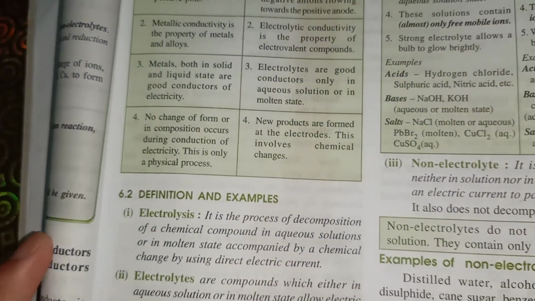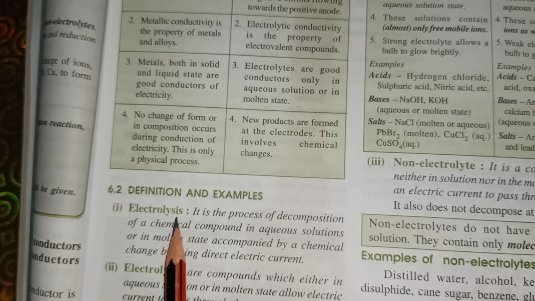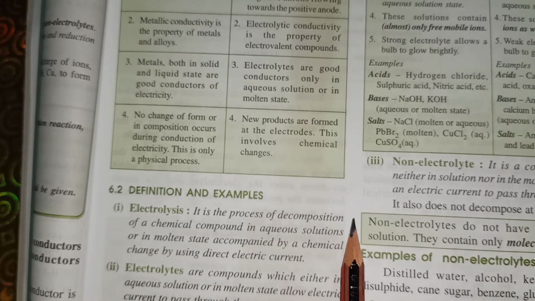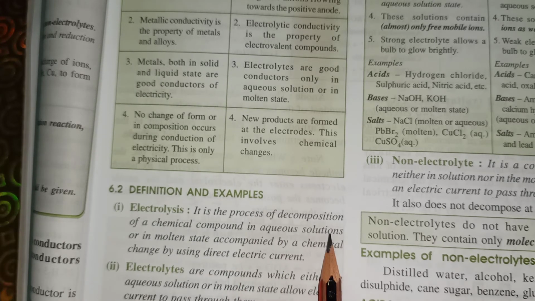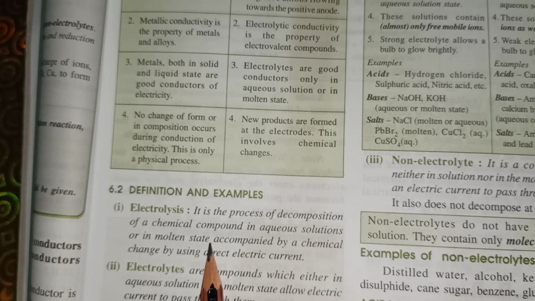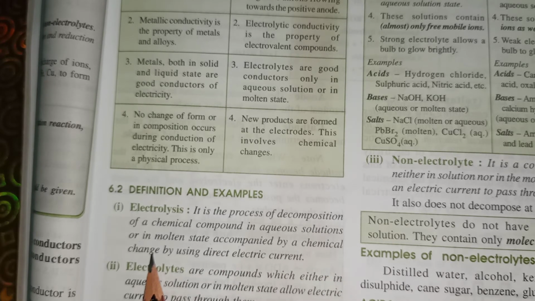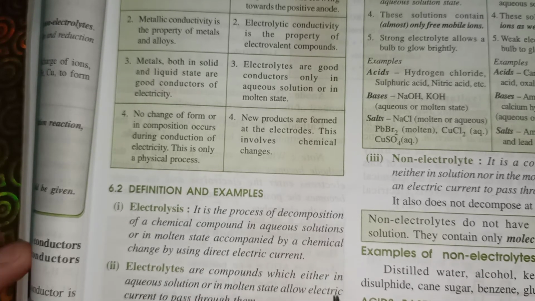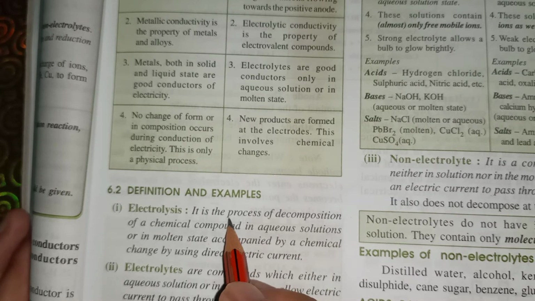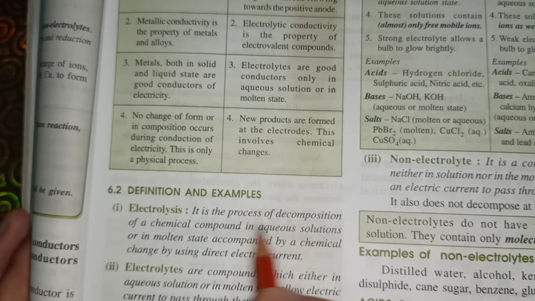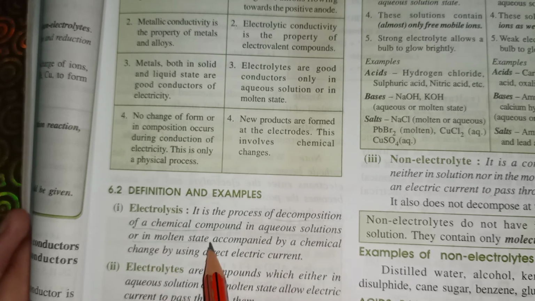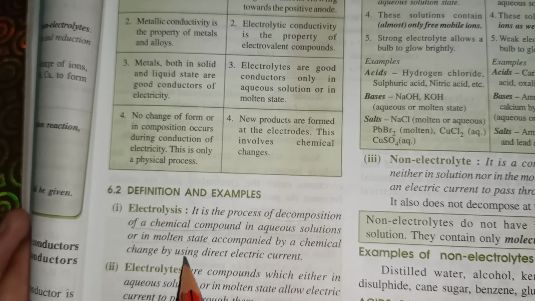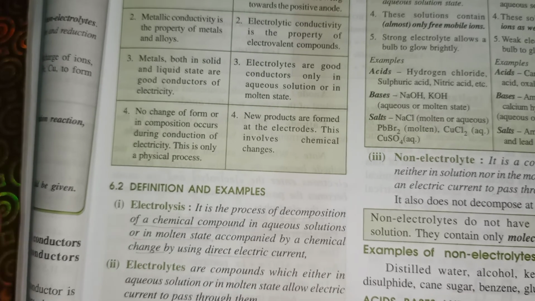Now, electrolysis, let's go to the definition first. Electrolysis is the process of decomposition of a chemical compound in aqueous solution or in molten state, accompanied by a chemical change by using direct electric current. So you have to remember the process of decomposition of a chemical compound in aqueous solution or in molten state, which brings about chemical change by the passage of electric current.